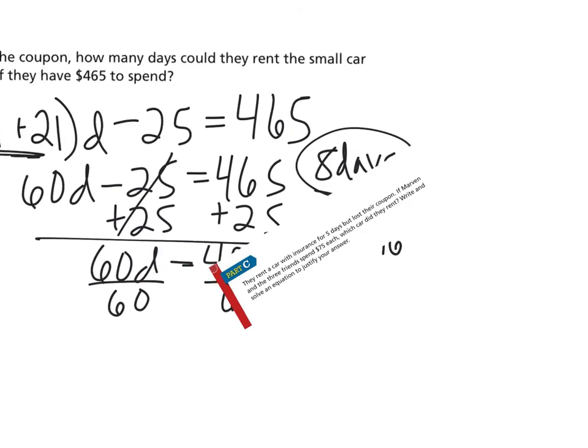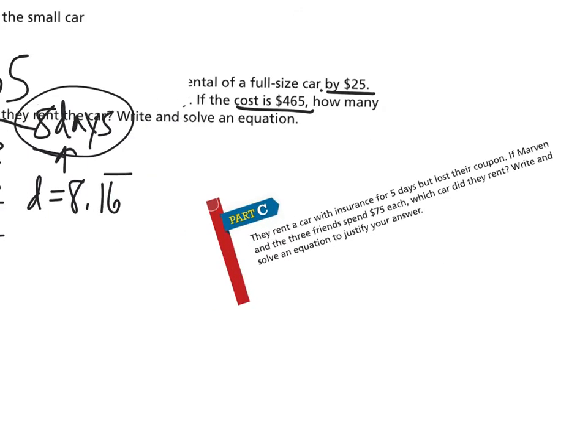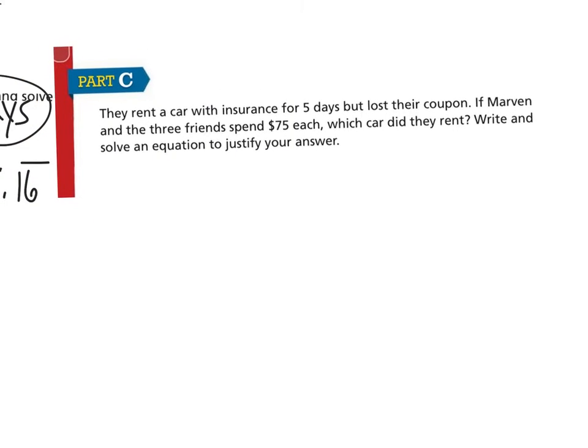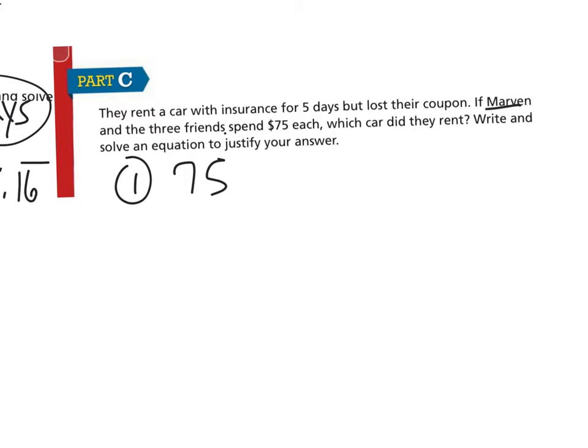And then finally, if we look at part C, they rent a car with insurance for 5 days but lost their coupon. Marvin and 3 friends spend $75 each. Which car did they rent? Write and solve an equation. Okay, different ways to do this. One thing, if we go off to the side, we can make a statement here. Marvin and the 3 friends, again, 4 people here, they spent $75 each. I'm going to go ahead and just take 75 times 4. As long as I write that here, this is okay.